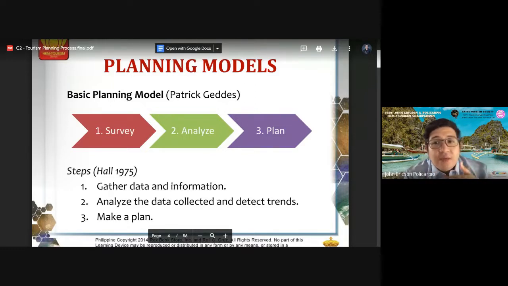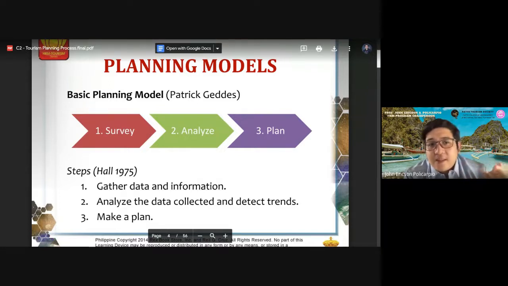After we have gathered the data, we tend to analyze things. How do we analyze things? We try to integrate the current situation and its implications with the numbers that we have gathered. From there we make our recommendations, and those recommendations are actually your plan of actions. So the basic planning model is a no-brainer, a straight, no-nonsense process from surveying, analyzing, and planning.